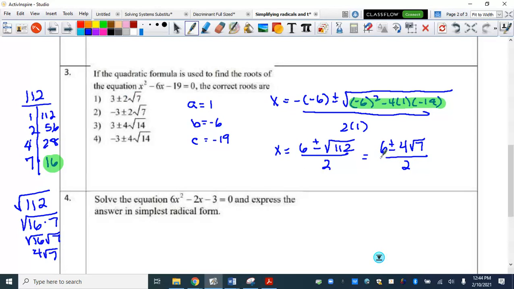Whenever you have a denominator, that is division. So if the denominator is under all of these things, we can divide all of these things by 2, meaning the 6 and this 4 radical 7 both get divided by 2. So the answer is 3 plus or minus 2 radical 7.